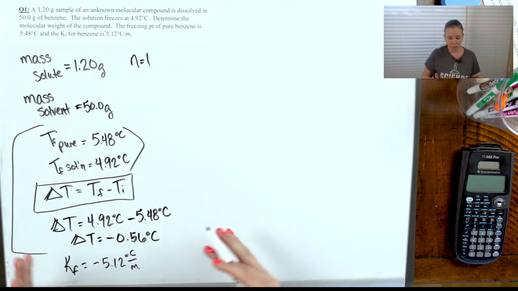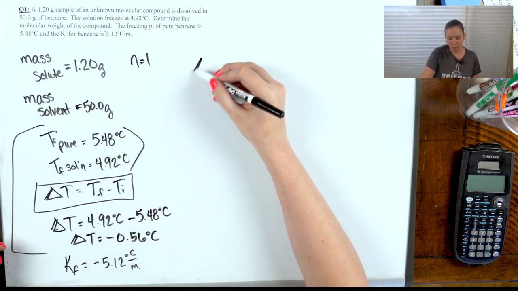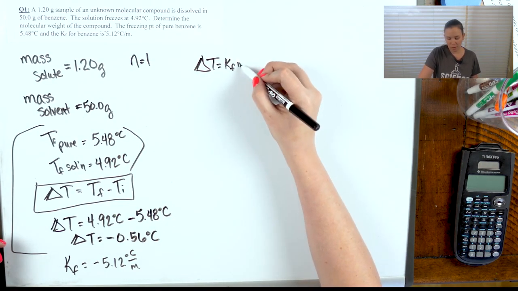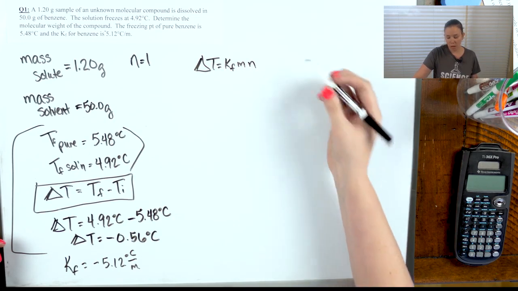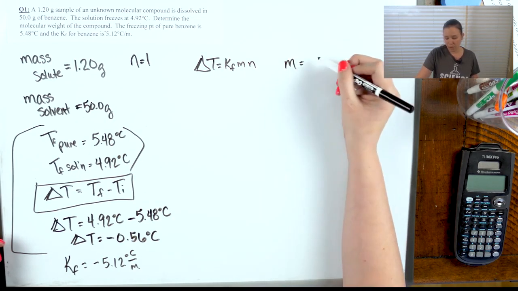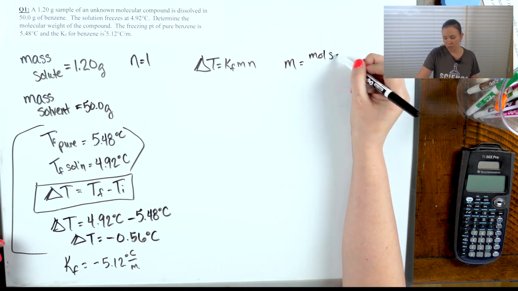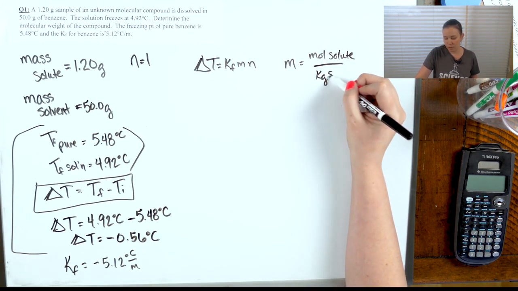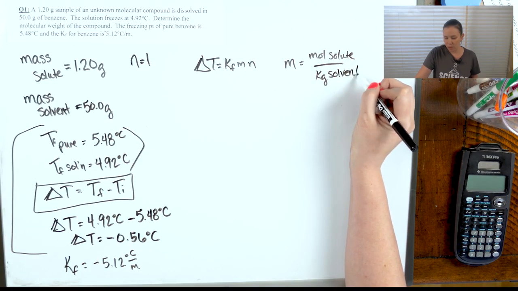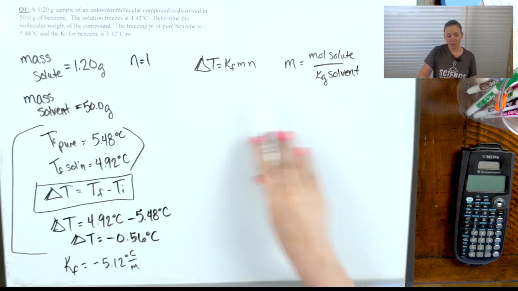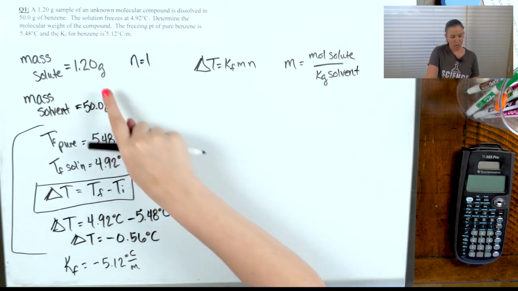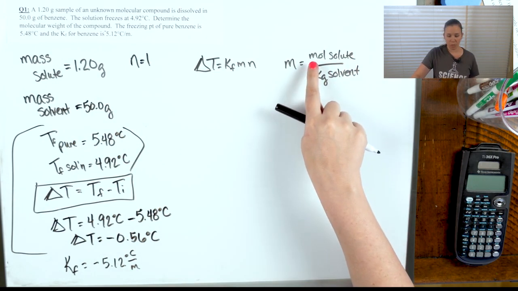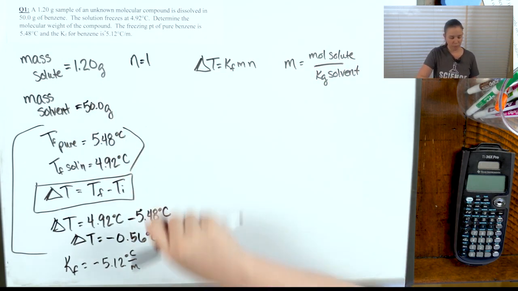There are two main formulas involved in these types of problems. We have delta T equals KF times M times N, and we have that the molality is equal to the moles of solute over the kilograms of solvent. So the question is, what do we have enough to use? We have the mass of solute, but I can't convert to moles since I don't know the molar mass.